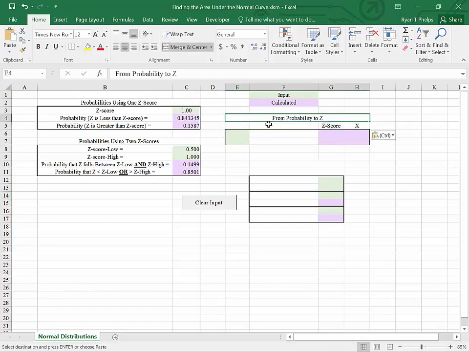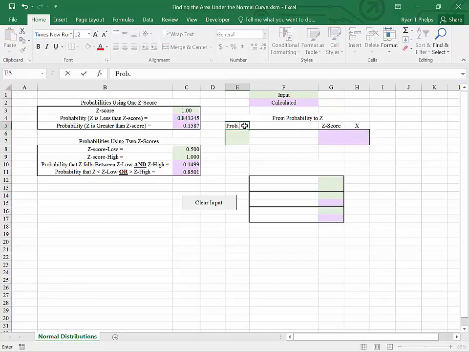We are going from probability to z. The calculation is going to result in our z-scores. We're going to put our probability over here. We will have two separate results. We will have a z-score such that this probability falls below this z-score, and then this z-score will be the z-score such that this probability falls above or to the right of this z-score. This is a different function than the one that we used before.